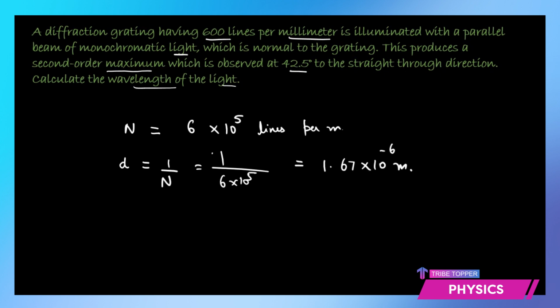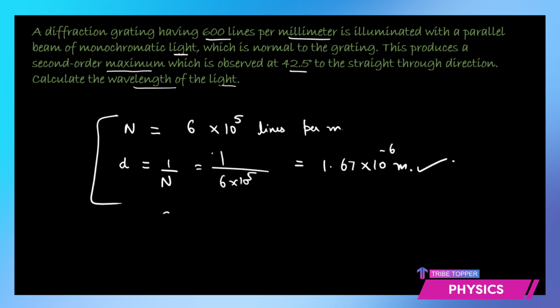I hope you understand this expression because we have just used the simple unitary method. There are 6 into 10 raised to the power 5 lines in 1 meter. So what is the distance between two lines? You will say 1 divided by 6 into 10 raised to the power 5. And this is the distance between two slits.